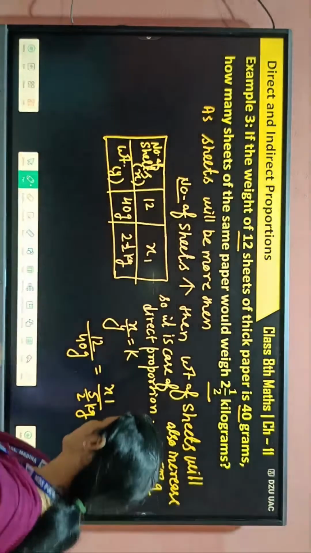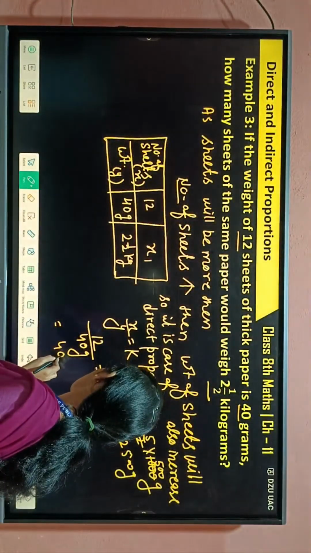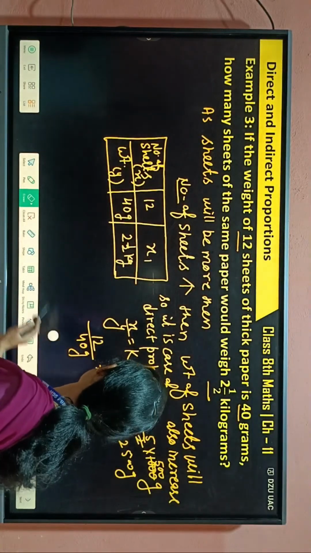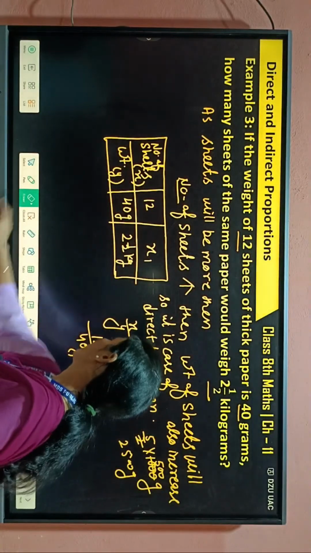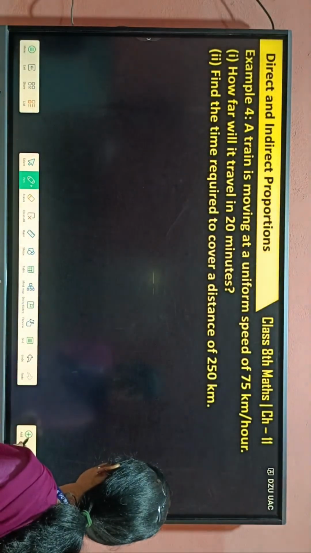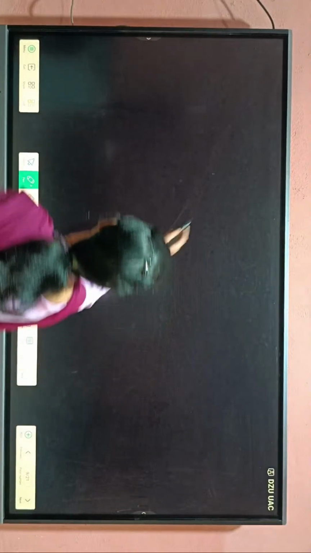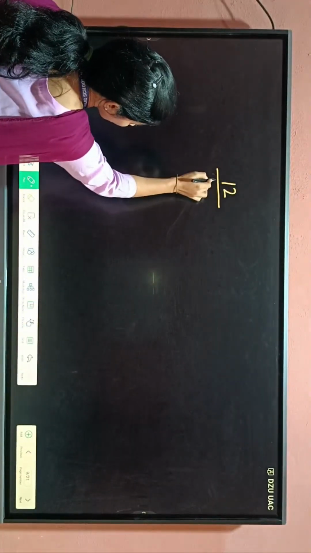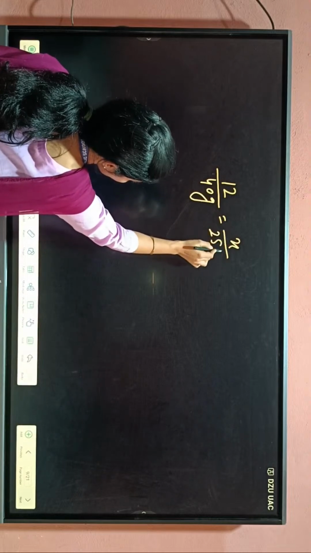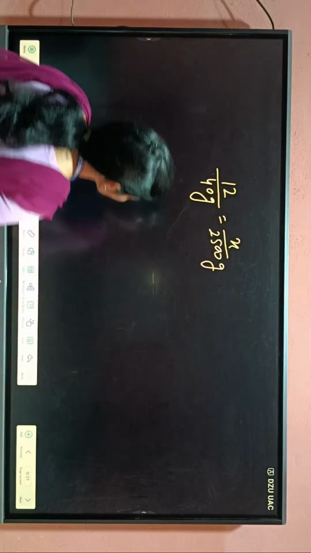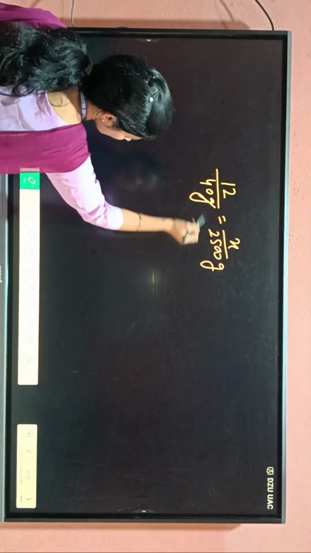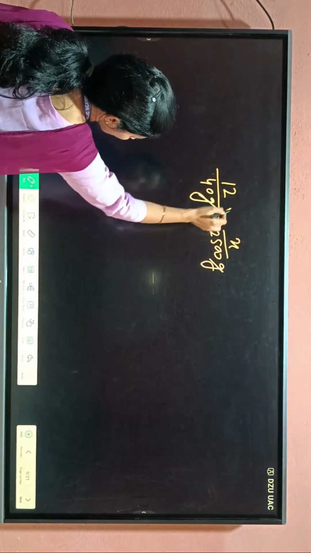So this I can write as 12 by 40 gram equals x upon 2500 gram. Using cross multiplication, gram to gram will be cancelled.